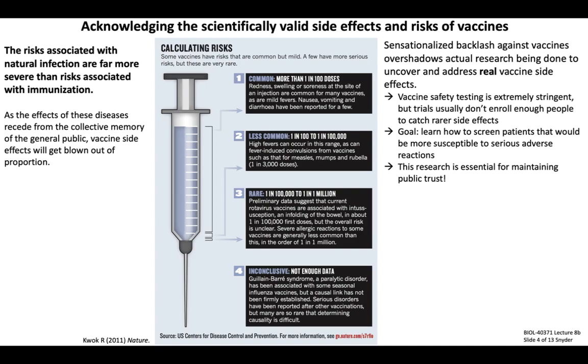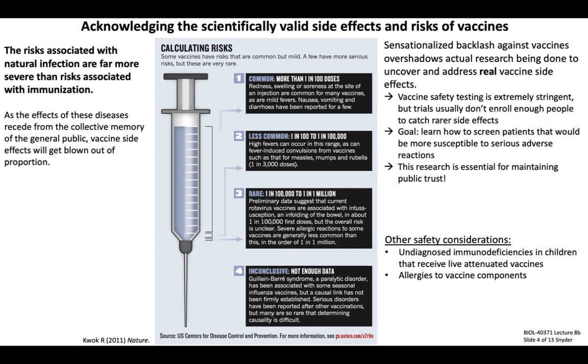The goal of these studies is to identify true side effects from vaccines, and this is done in order to learn how to better screen patients and identify those that may have severe adverse reactions to a vaccine. This type of research is essential for building and maintaining public trust with vaccines, and this is especially important given the amount of misinformation that is being circulated from all other sorts of non-scientific sources.